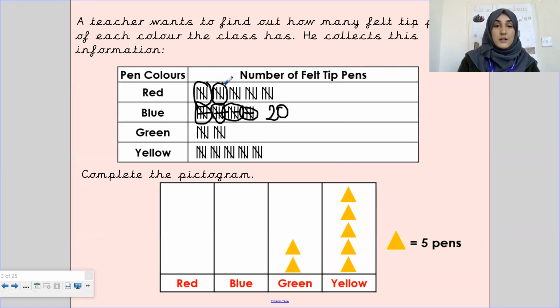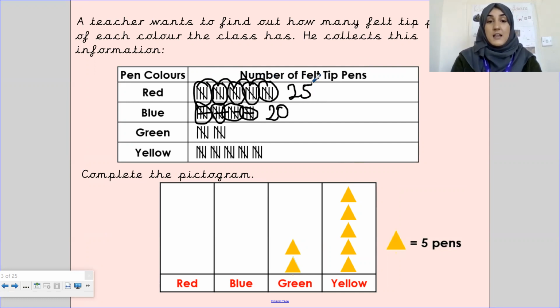And here I've got one set of 5. I've got another set of 5 tally marks. I've got another set of 5 tally marks. I've got another set of 5, and I've got another set of 5. And altogether I have 5, 10, 15, 20, 25. 25 here. Okay, now using this key, so one yellow triangle equals 5 pens.